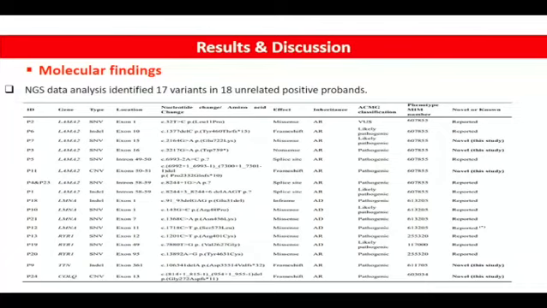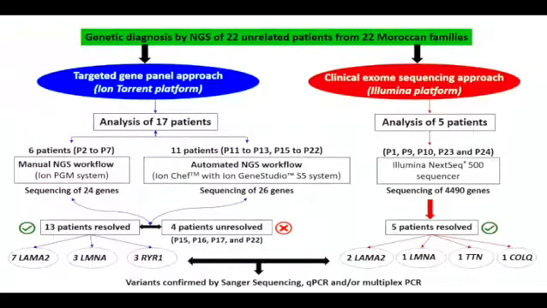In this study, we identified 17 variants harbored in 18 unrelated patients that were genetically resolved. Five among the 17 variants are novel. Additionally, we expanded the phenotypic spectrum of unknown heterozygous LMNA variants, and we report it for the first time in a form of CMD.